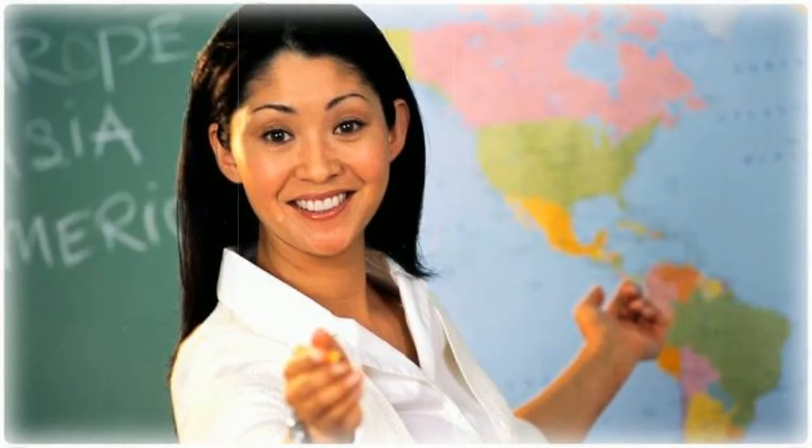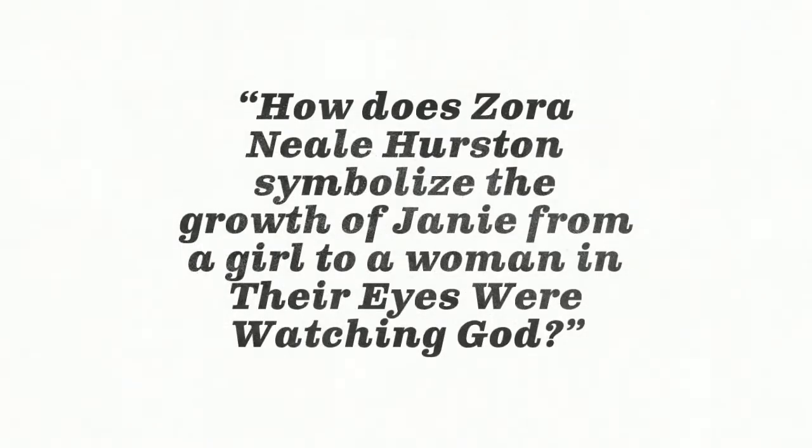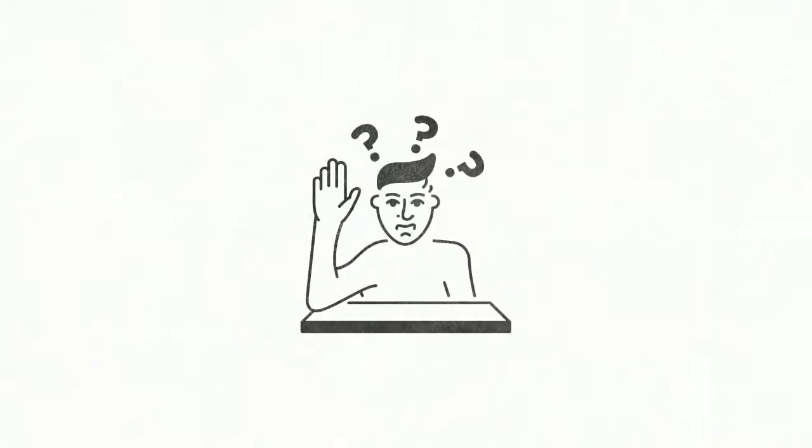Let's make this a two-step process. So let's say that my English teacher has assigned an essay on our reading of "Their Eyes Were Watching God," and she wants me to discuss character development. In fact, she phrases the prompt for the essay like this. How does Zora Neale Hurston symbolize the growth of Janie from a girl to a woman in "Their Eyes Were Watching God"? Yikes! That's a heck of a question, but we can do this.